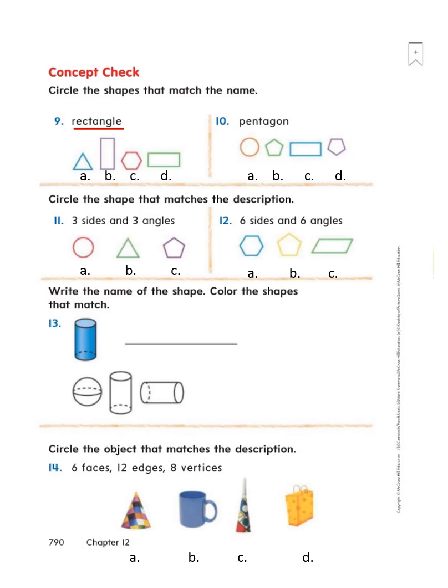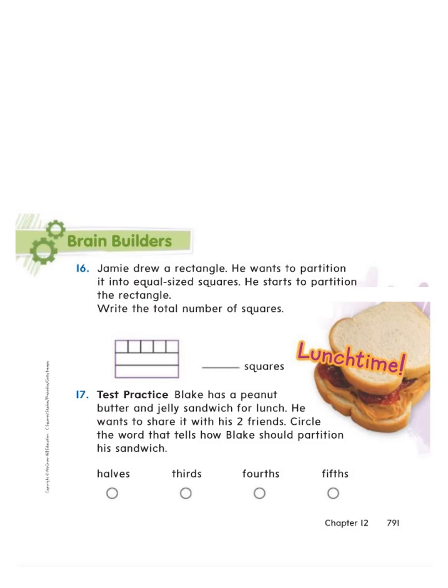Number 14, circle the object that matches the description. So all I need you to do is give me a letter. Number 14 says 6 faces, 12 edges, 8 vertices. Which one of these is it? And this time, there's only one answer. Okay, and again, I know we're skipping some numbers. Number 16, these are brain builders.